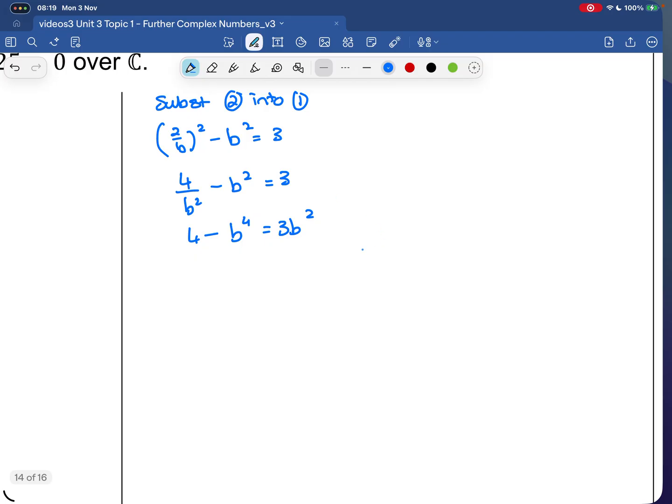And let's take the b to the 4 over. I think it's easier to deal with there. Plus 3b squared minus 4 equals 0. And I can factorize that because I've got a b squared there and a b squared there. 4 and 1, plus 4 minus 1. And I have a null factor law.